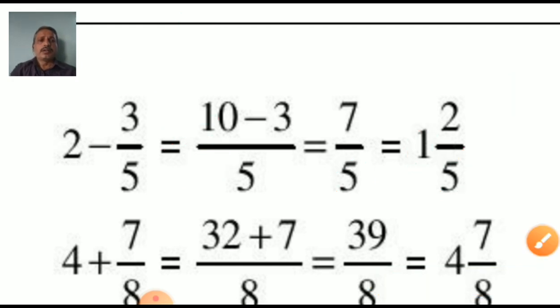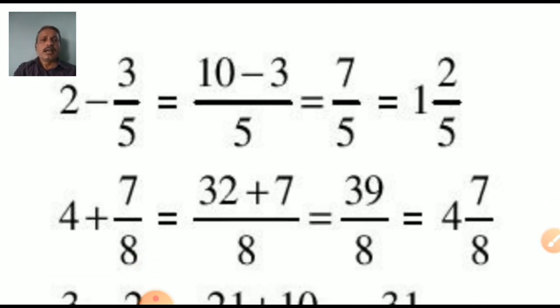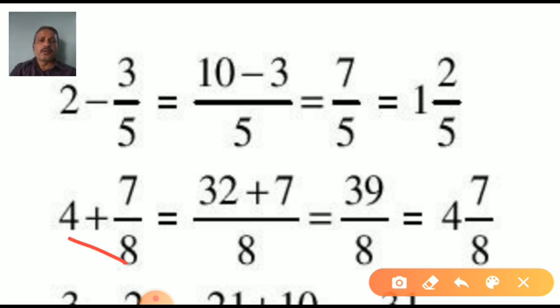Let's look at the second example. The second example is nothing but having the plus sign. In the same way, you can multiply this 4 into 8. 8 fours are 32 here. Plus sign, we put the plus sign here. 7 as it is 7. 32 plus 7, that means 39. 39 upon 8.